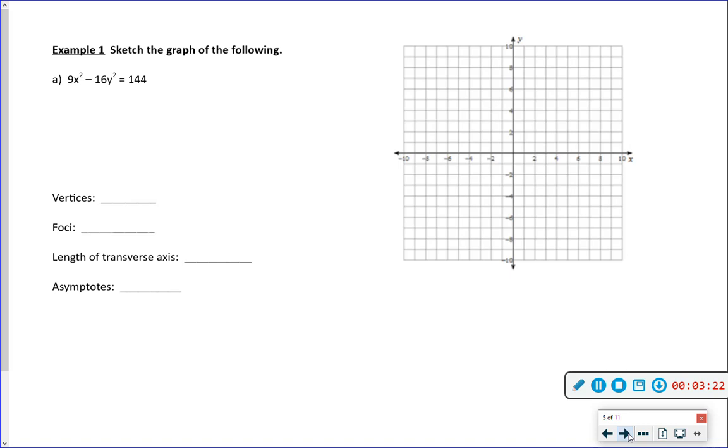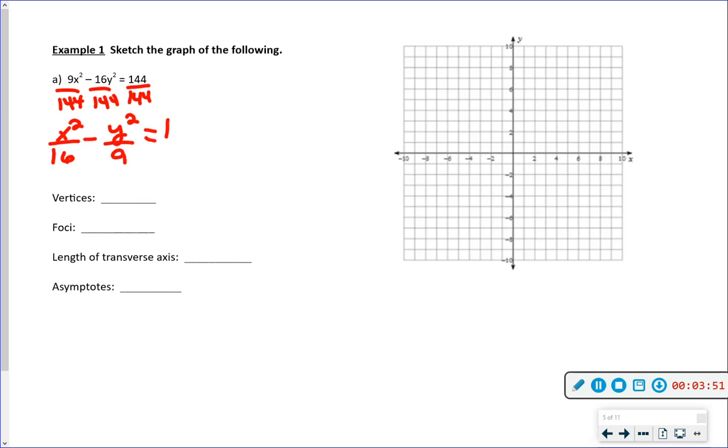First off though, this one is not in standard form. Just like an ellipse, not a big deal. It has to be set equal to 1. So let's divide by 144. You might need your calculator for that. Okay, of course, 9 goes into 144 16 times. We all knew that.